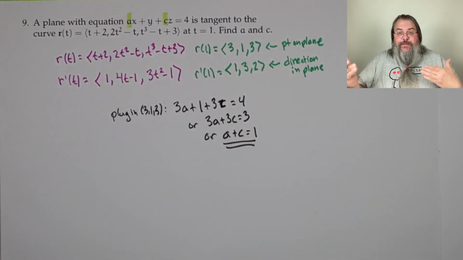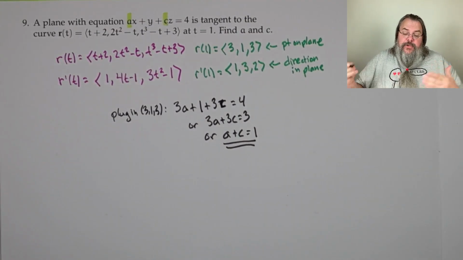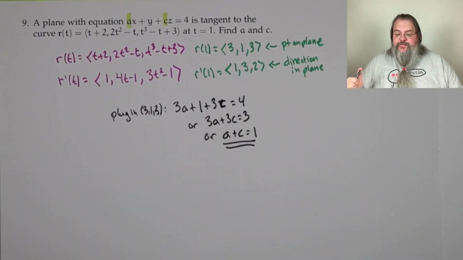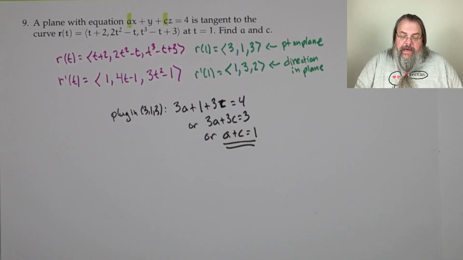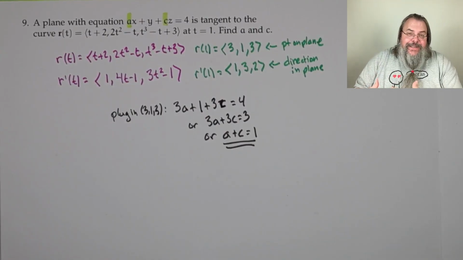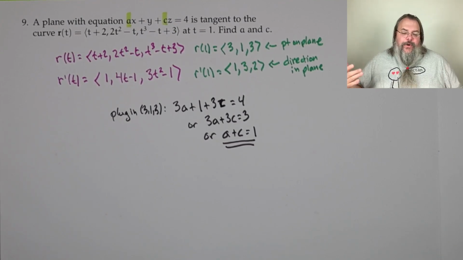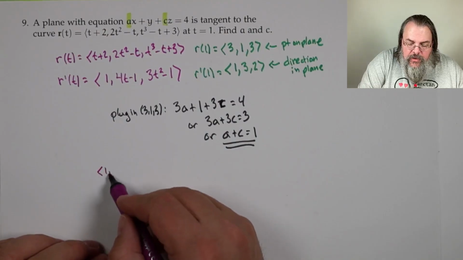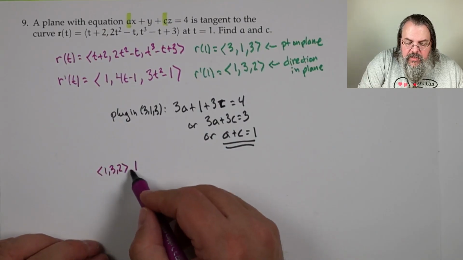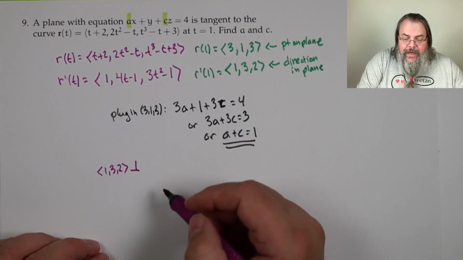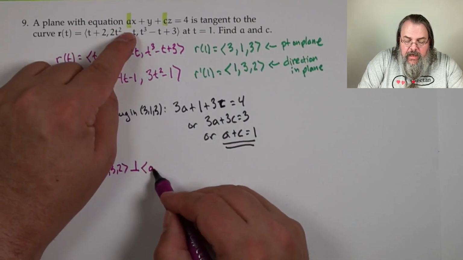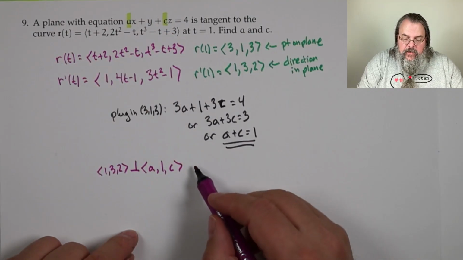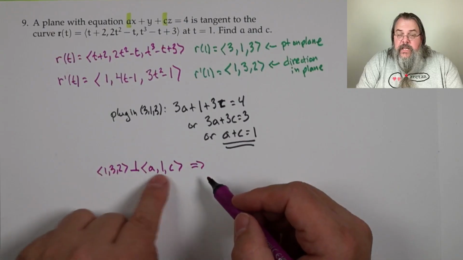So a and c can't be arbitrary. We need to have that a plus c equals 1. Still not enough, but we haven't used this information. We know that (1, 3, 2) has to be a direction in the plane. So how do we know that? Well, that tells us that (1, 3, 2), the direction, has to be perpendicular to the normal. And what's the normal? Well, we read it off. It's (a, 1, c). Okay, so great. And that's because we're in the plane.